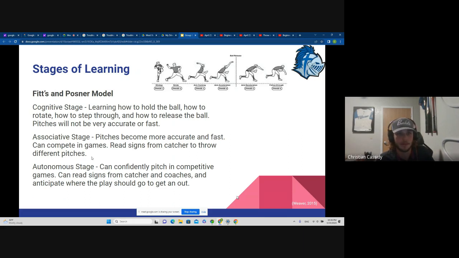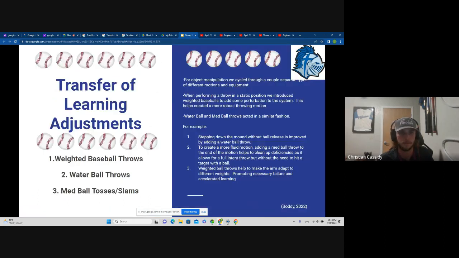We never got to the autonomous stage. Again, that's a very difficult place for anybody to get to when it comes to a skill. It means confidently pitching, understanding the signs, lingo, everything. We didn't open that can of worms per se, because that's the most complex portion of pitching. It's an art, and at that point it's becoming an art form, but I was very impressed that he was able to get to the associative stage so quickly.